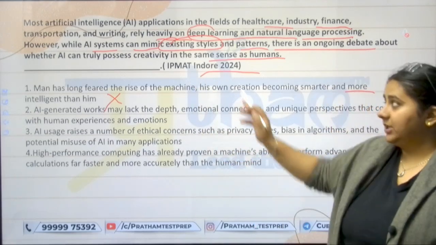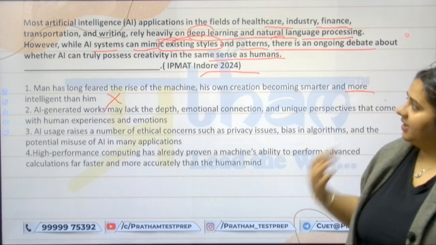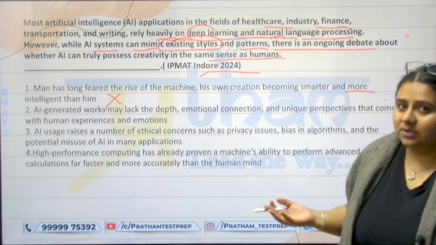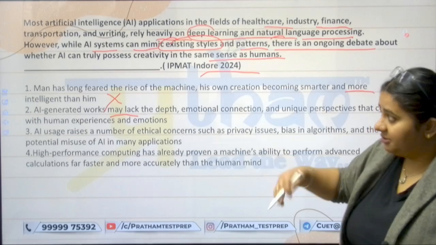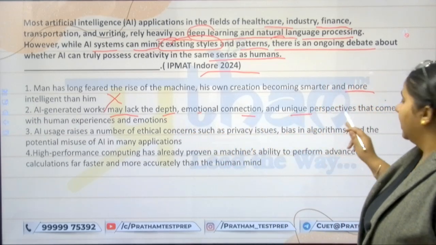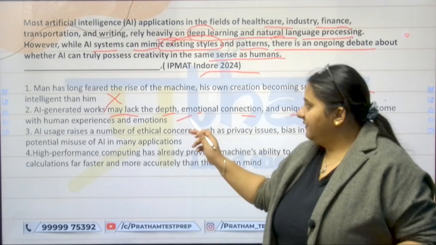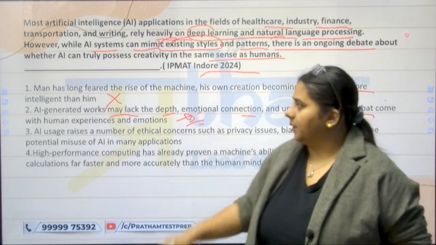Will not be my answer because it has to fit in the last blank. And before that, there was an ongoing debate whether AI can truly possess creativity in the same manner as humans have. AI generated works may lack the depth, emotional connection, and unique perspective that come with human experience and emotions. Now, this very point is talking about AI and humans. It could be the answer. Third one.